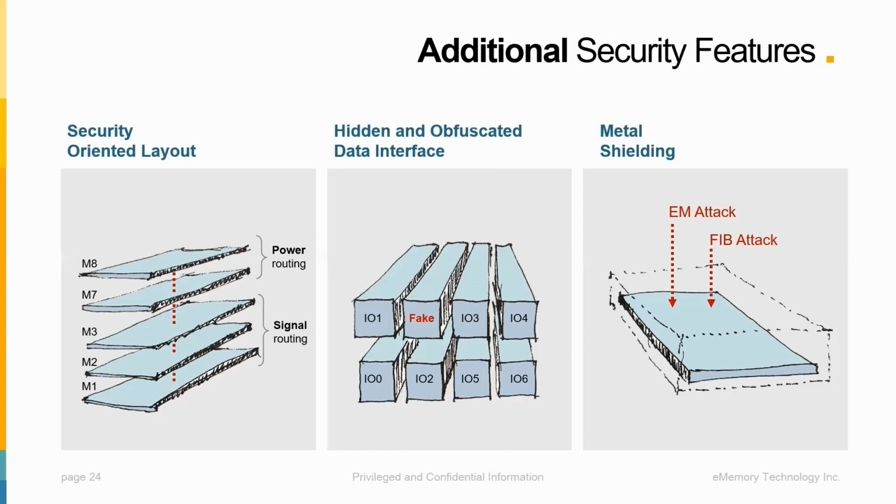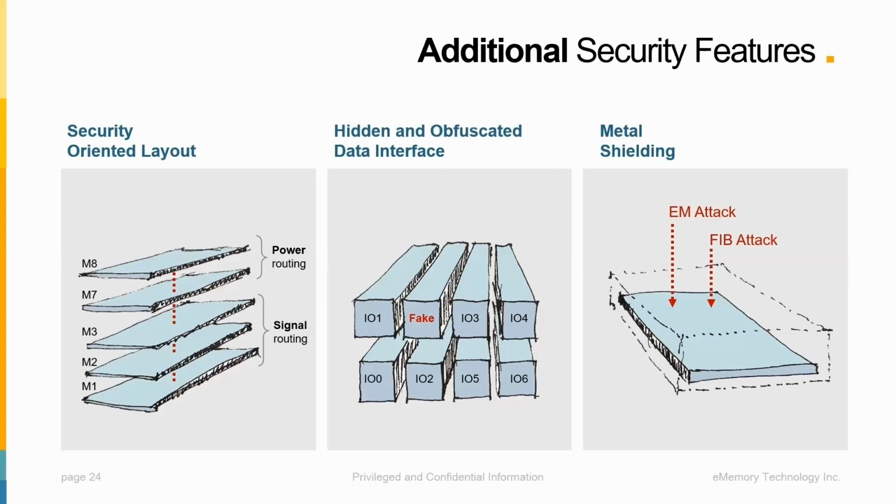Second of all, we have hidden and obfuscated data interface. This feature is also used to increase the difficulty of probing attacks or focused ion beam attacks. With pinout at metal 1 and metal 2, it will be very difficult for the attacker to reach the interface in the first place. And with fake I/O pins embedded, it would also increase the difficulty for probing attacks, as hackers would need to figure out which pin is the real pin.